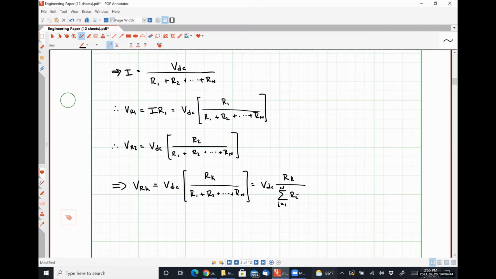What I mean by that is the voltage over the resistor I'm interested in is the total voltage multiplied by the resistor value of the resistor I'm interested in, divided by the total series resistance. And I could alternatively write this as VDC times Rk over REQ sub S, right?